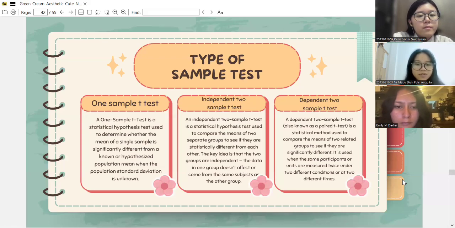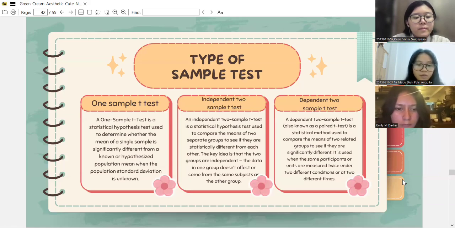The data in one group doesn't affect or come from the same subject as the other group. Lastly, dependent two-sample t-test. A dependent two-sample t-test, also known as a paired t-test, is a statistical method used to compare the means of two related groups to see if they are significantly different. It is used when the same participants or units are measured twice under two different conditions or at two different times.